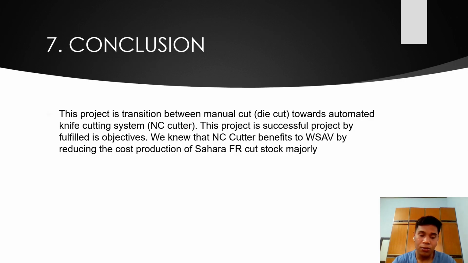So for the conclusion, this project is a transition between manual cut, which is die cut, and towards the automatic knife system NC cutter. This project is successful, which we can consider fulfills the objective. We know that this NC cutter will benefit the company majorly from a reduction of cost of production of a piece of cut stock. That's all from me.